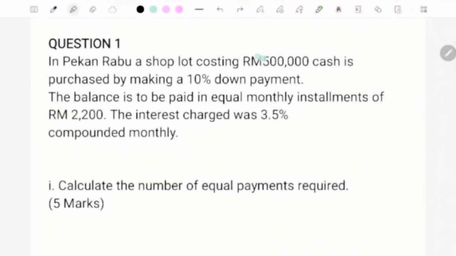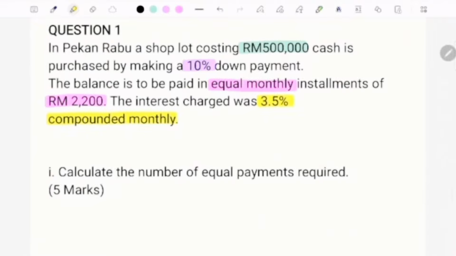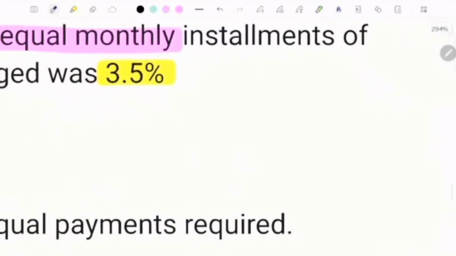In Pekan Rabu, a shop lot costing 500,000 cash is purchased by making a 10% down payment. The balance is to be paid in equal monthly installments of 2,200 ringgit. The interest charge was 3.5% compounded monthly. Question 1. Calculate the number of equal payments required.